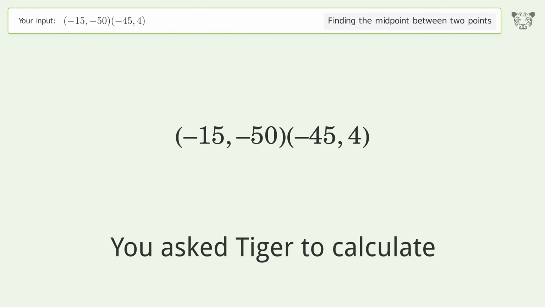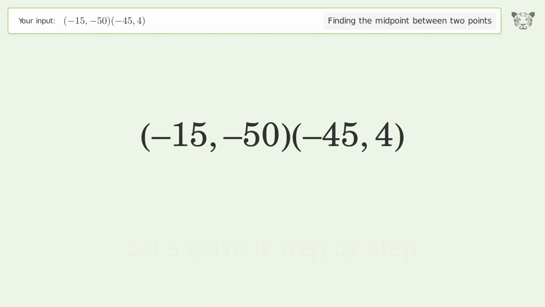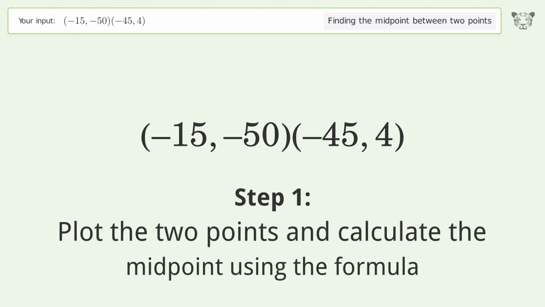You ask Tiger to calculate. This deals with finding the midpoint between 2 points. The midpoint between the 2 points is -30, -23. Let's solve it step by step. Plot the 2 points and calculate the midpoint using the formula.